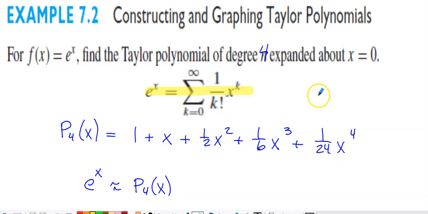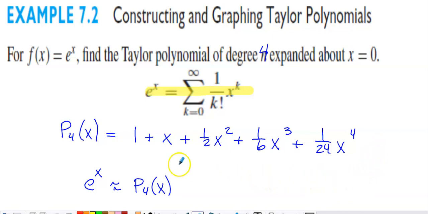This is it, because we're asked for a fourth degree polynomial. Now, if we were asked for a fifth degree polynomial, we'd have to go one term further. If we were asked for a 10th degree polynomial, we're actually going to look at that in about 30 seconds. We'd have to keep on extending this further until we have an x to the 10th on the page.